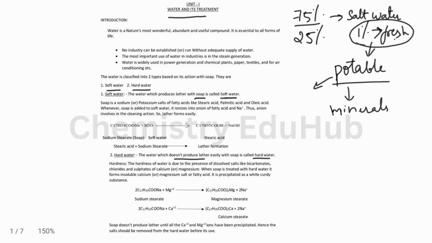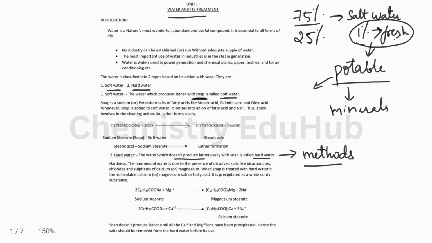Now this hard water is not potable and it cannot be used for our daily activities. It cannot be used for cooking. It cannot be used in the industries, etc. So we need to treat such hard water by using different methods. That is the meaning of treating of water. Now, soft water is something that produces lather easily with the soap, and hard water is something that doesn't produce lather or produces very less lather. Such water is called hard water.